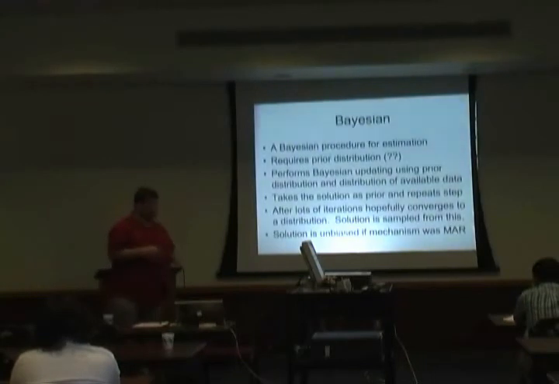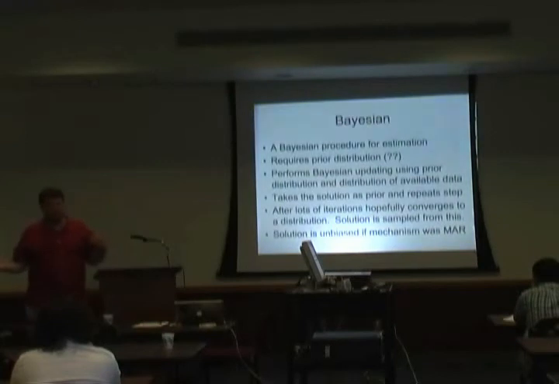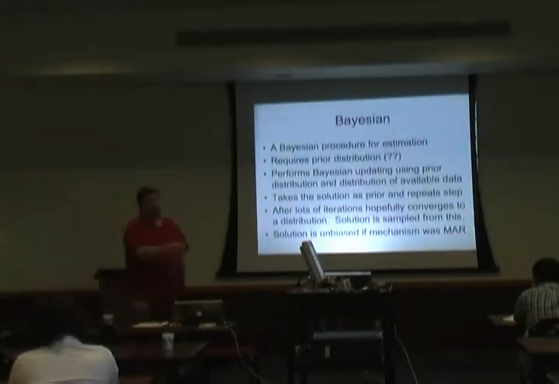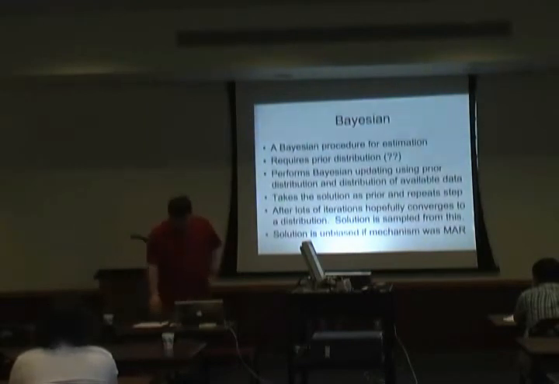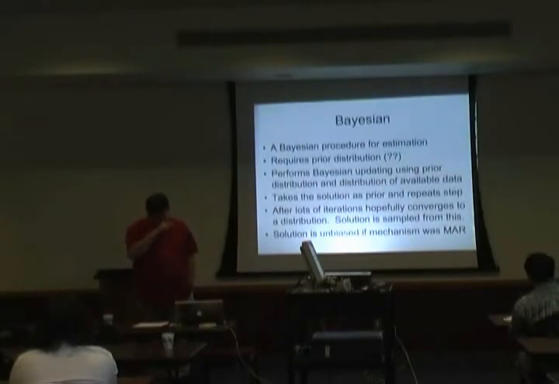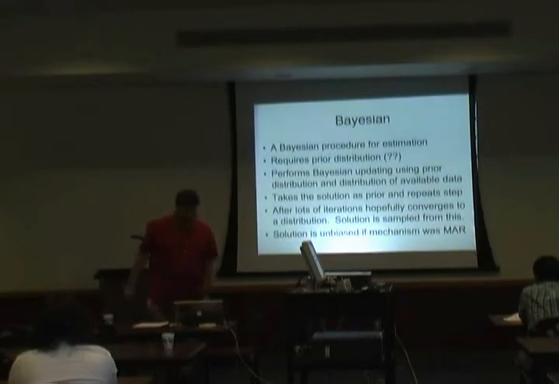Once it has gone through the cycle so many times that it is past the burn-in period, you can take an estimate at random, let it run for another 1,000 cycles, and then take another estimate. That's how you actually sample your imputations. So that's how the Bayesian approach works, and the solution is unbiased under missing at random mechanisms.